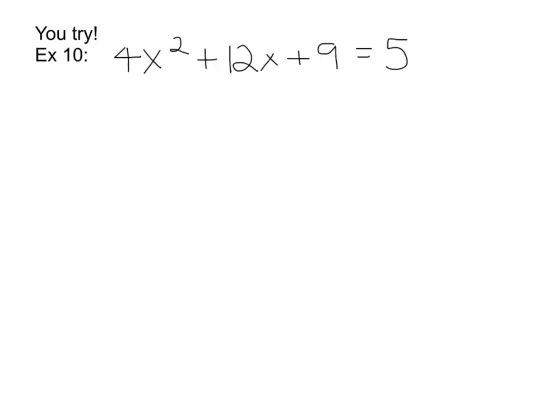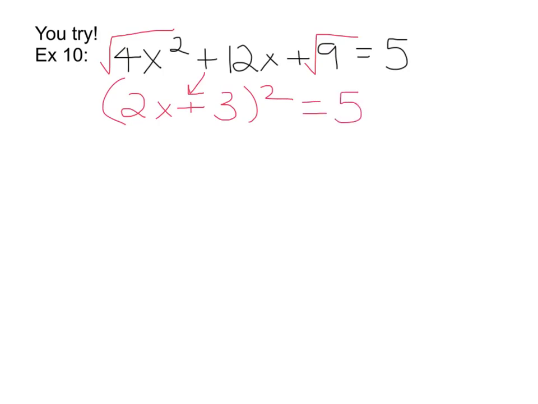This is our last example, so press pause, and I want you to solve 4x squared plus 12x plus 9 equals 5. So right now, the only thing you have learned is the perfect square trinomials. So that's what we're going to do. Remember, you always want to check this shortcut before you move on. So the square root of 4x squared leaves me with 2x. The square root of 9 leaves me with 3. And then whatever sign is in front of your b term is what comes in between them. Put parentheses around it and square it, bring down your equals, bring down your 5.